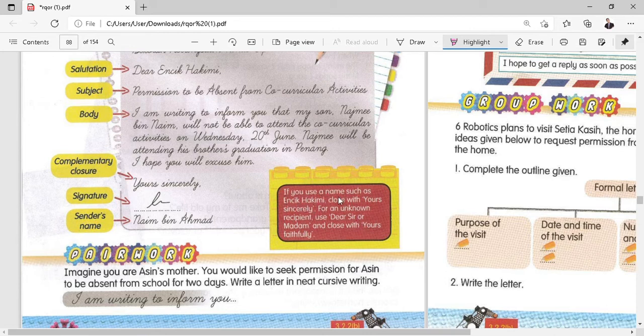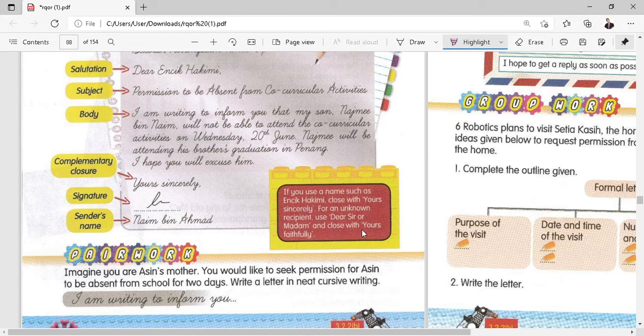If you use a name such as Encik Hakimi, close with Yours sincerely. For an unknown recipient, use Dear Sir or Madam and close with Yours faithfully. Remember this. If you use a name, that means you know the recipient's name. In this letter, the recipient is Encik Hakimi. So you need to close your complementary closure with Yours sincerely.